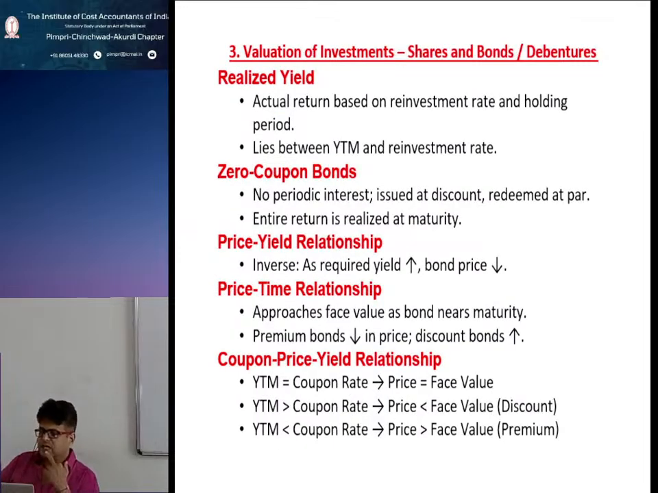Then comes the realized yield. Realized yield typically means the actual return based on reinvestment rate and holding period. It lies between the YTM and the reinvestment rate. That's what realized yield will be. Zero coupon bonds mean no periodic interest, issued at discount, redeemed at par. So in a way, the entire return is realized at maturity.